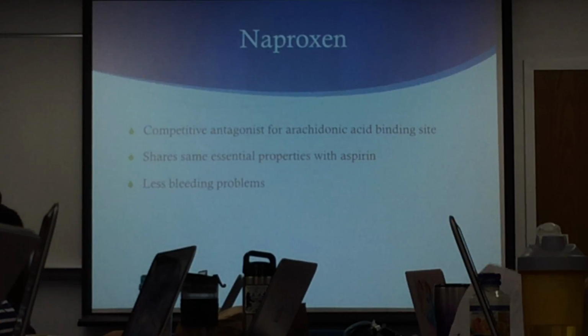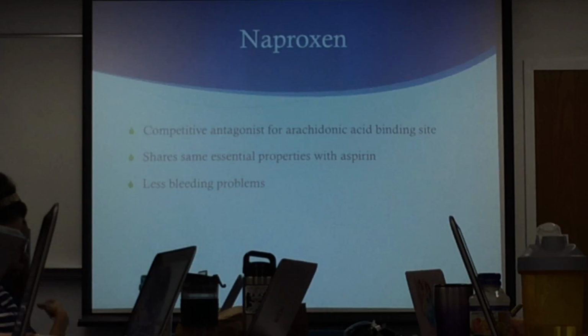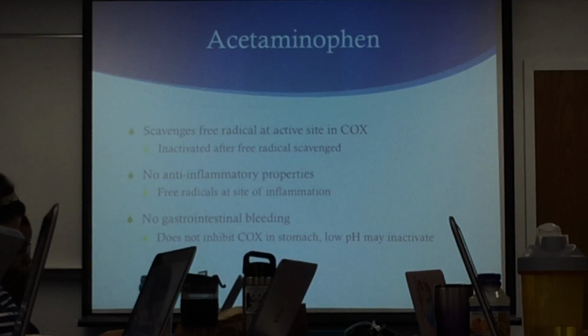Naproxen's a popular over-the-counter non-steroidal. Its mechanism of action is very simple. It's a competitive antagonist for the arachidonic acid binding site, and you inhibit prostaglandin synthesis. Other than that, it shares mostly the same properties. It does seem to have less GI bleeding problems. As I said, most of the other non-steroidal drugs do that. They work just like naproxen. It doesn't matter what it is. They basically just compete for arachidonic acid in the cyclooxygenase process.